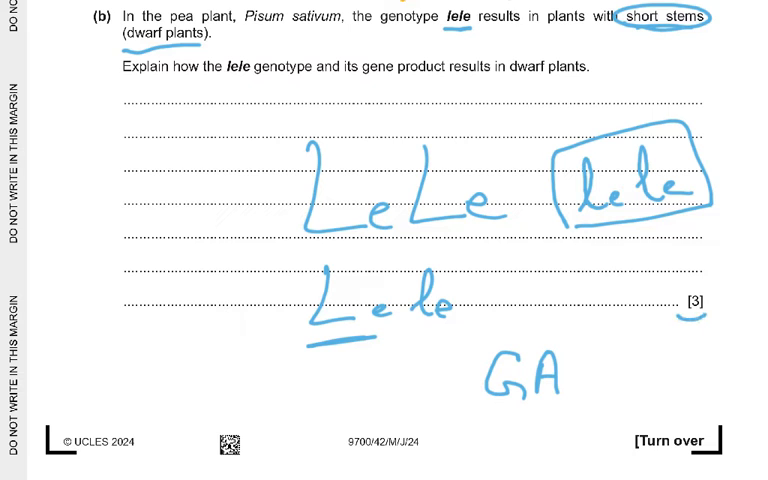So you had to give me this for 3 marks. You have to explain to me why it would result in dwarf plants. Basically, dwarf plants means there'll be short stems. Short stems means something is happening which is not resulting in cell elongation.